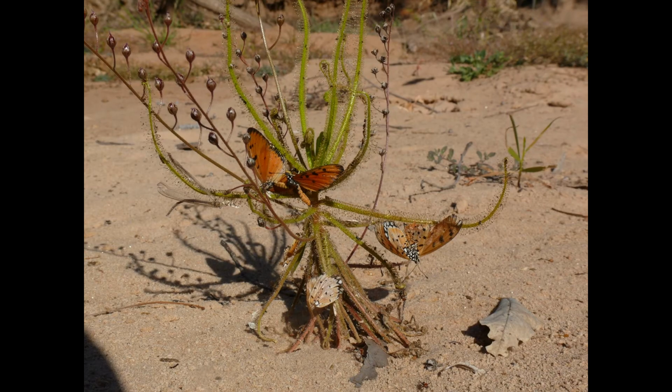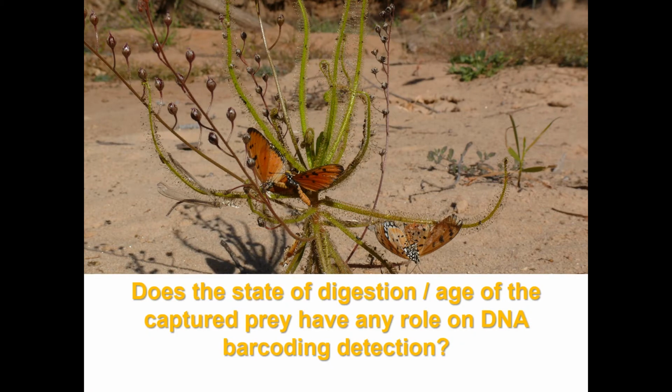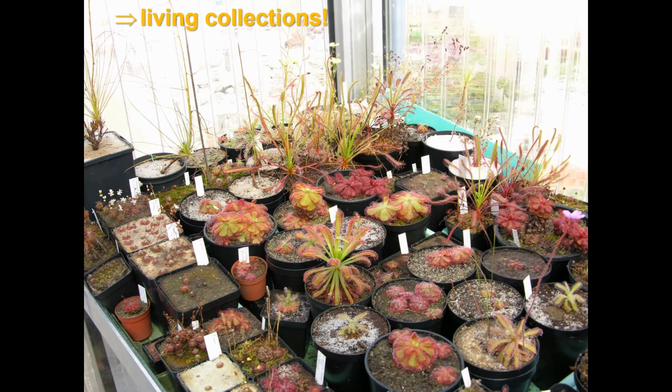However, in order to test this method, we need to know, does the state of digestion or the age of the captured prey play any role in the DNA barcoding detection? Because our method, which we now use for these field-collected samples, strongly depends on detecting everything which is captured by these plants, at least on these 5 youngest leaves selected. And to study the influence of prey digestion, of these digestive enzymes digesting the prey, on the detection of the prey in the DNA barcodes, that's where living collections come in handy.